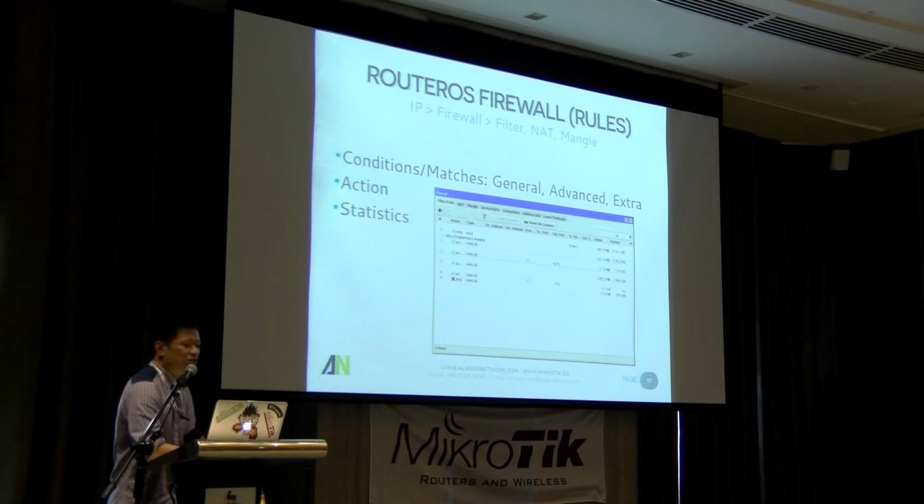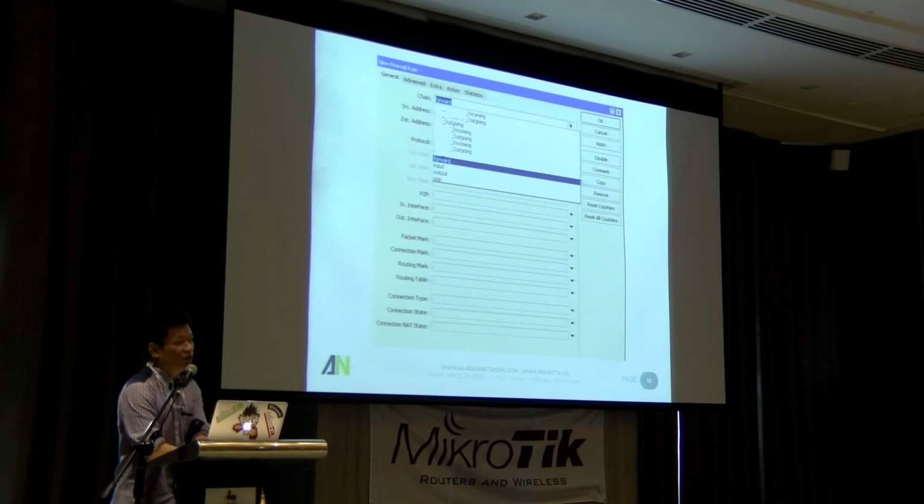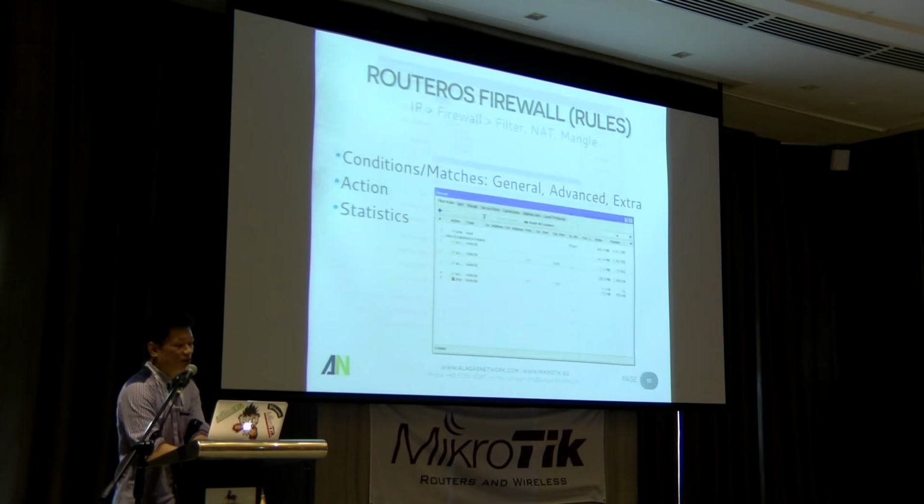So the filter has condition or matches, general, advanced, extra. These are the common tabs. When you go into each of these three, filter, NAT, and mangle, and you try to add new things, you will always see general, advanced, extra, and action. These are the common tabs for each of the functionality we do. Okay, so there's also an action and statistics.